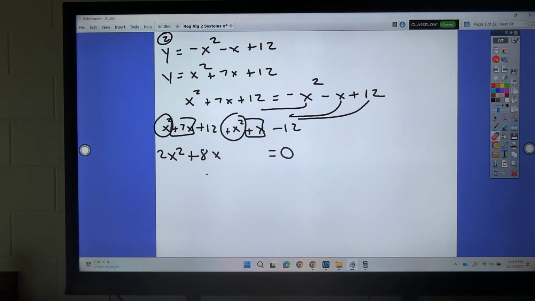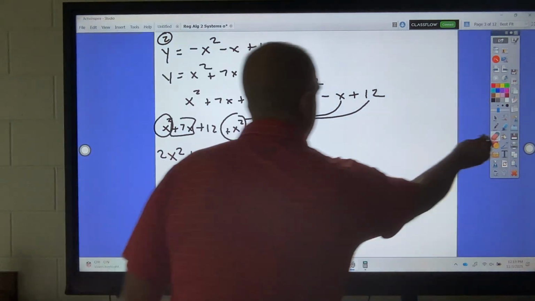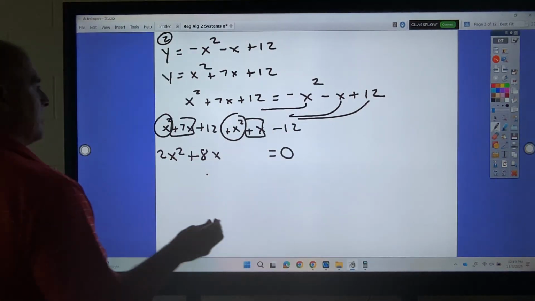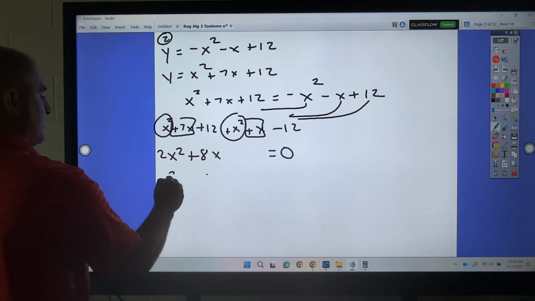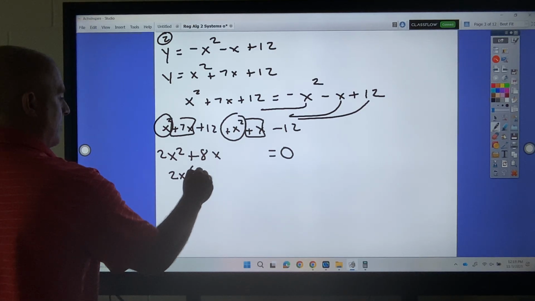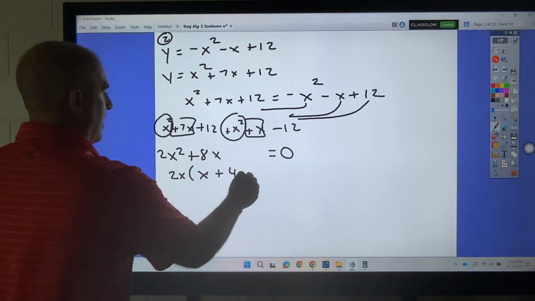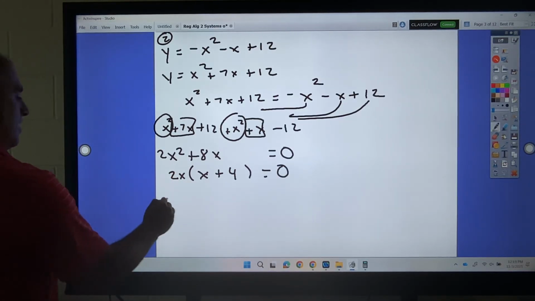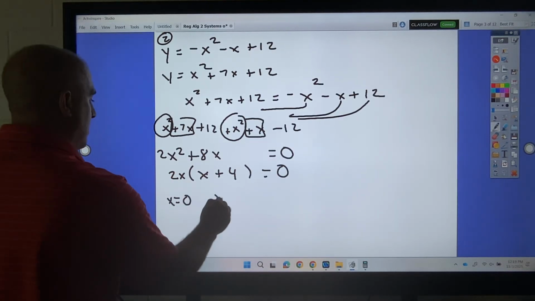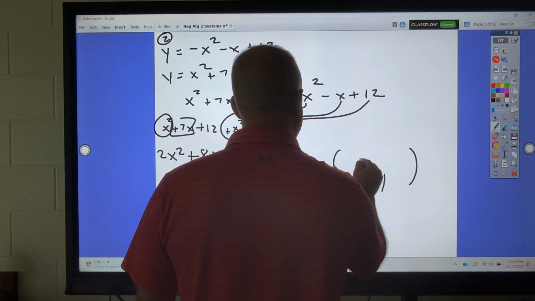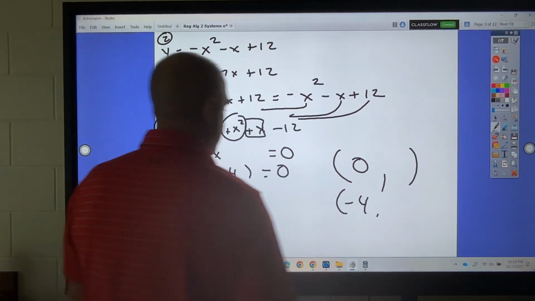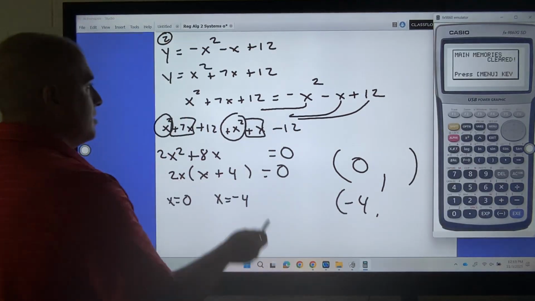So actually, what I would do here, I was wondering why I wasn't getting an answer. This and this combine to 0, right? So I would take out a 2x, and that would turn into x plus 4. Well, I can't factor that any further. That solution would be 0. That solution would be negative 4. So I have 0 for x for this one, and negative 4 for this one.